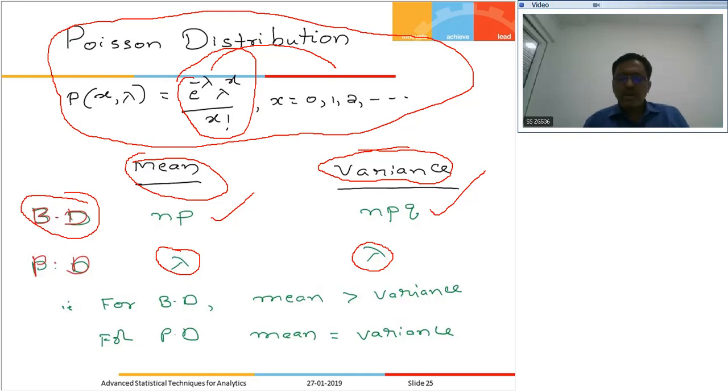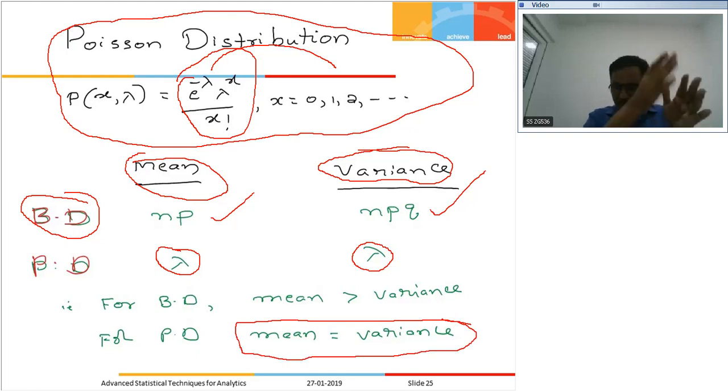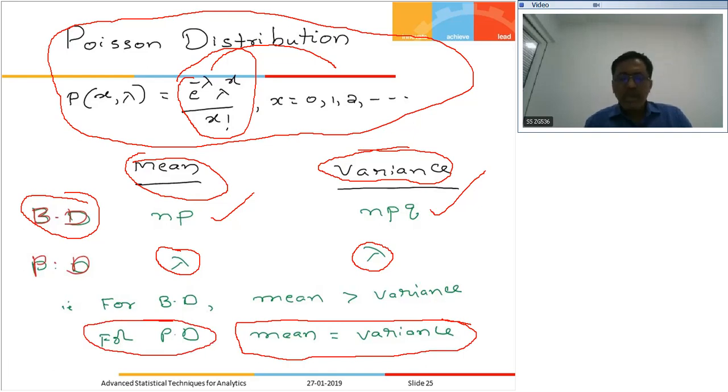Suppose we observe that mean and variance are the same. Right? After the calculation, we find mean and variance are both the same. Then we say it is very good, we can go ahead with the Poisson distribution. Otherwise, if mean is greater than variance, then we say it is better to model the given situation or given data with the help of the binomial distribution.